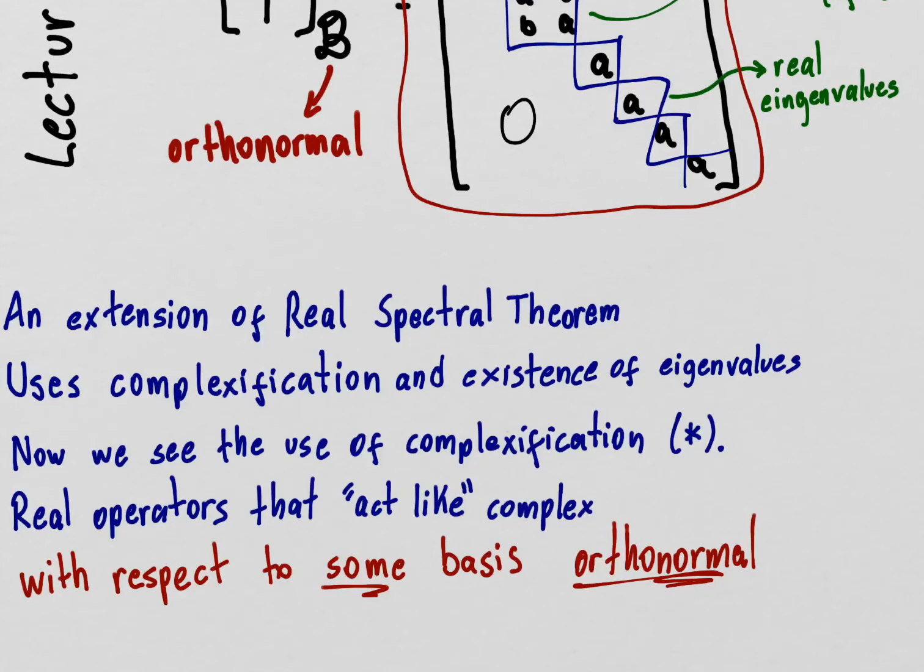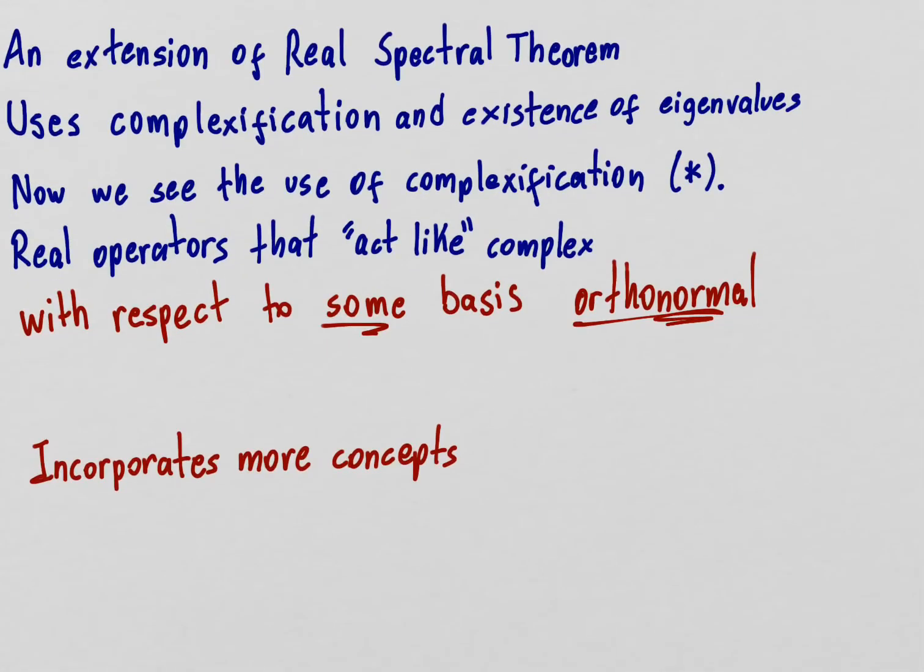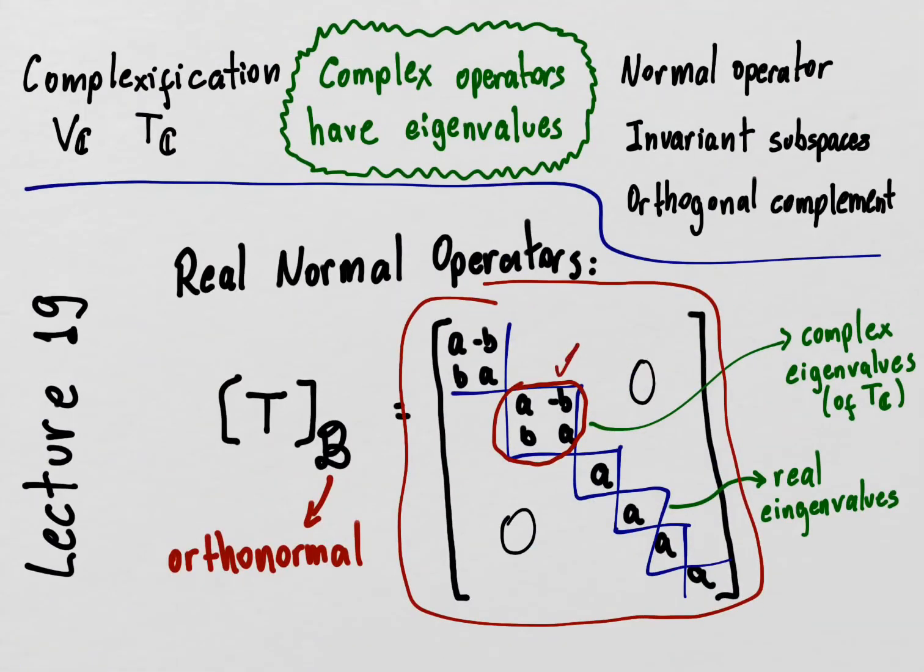Now, other students mentioned that this lecture incorporates some new concepts, and I would say that except for this idea that the 2 by 2 blocks are real operators acting like complex ones, there were no new concepts in this lecture. In this lecture we just had a theorem that says an operator is normal if and only if it looks like this.